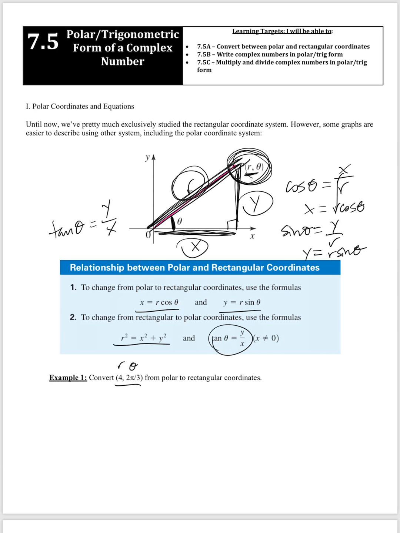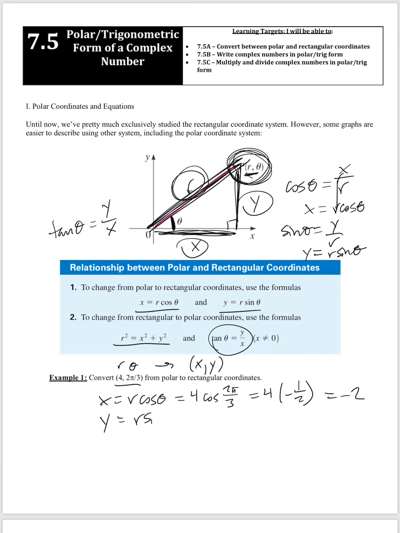So I want x and y. I want to change this to some x, y point. Well, x is r times the cosine of theta. And I'm given those values. R is 4, and then theta is 2 pi over 3. Cosine of 2 pi over 3 is negative 1/2. So this is negative 2.